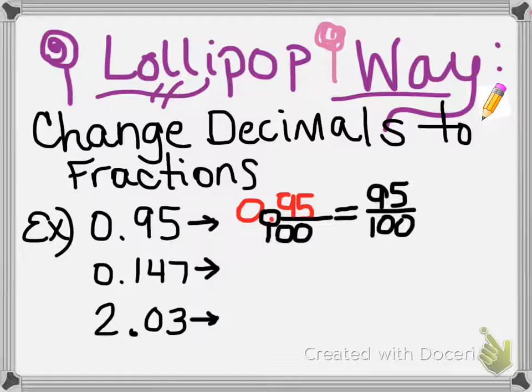Now pay attention to the directions. If the directions tell you to change the decimal to a fraction and make sure the fraction is in simplest form, then you would not be able to leave your answer 95 100ths. You would need to divide both the top and bottom by 5. However, because you are trying to compare and order, it may not be necessary for you to put it in simplest form. So for now, I'm going to leave this as 95 hundredths. And let's do another example.